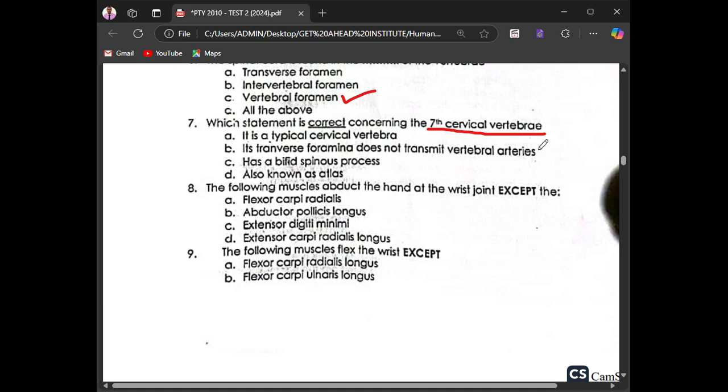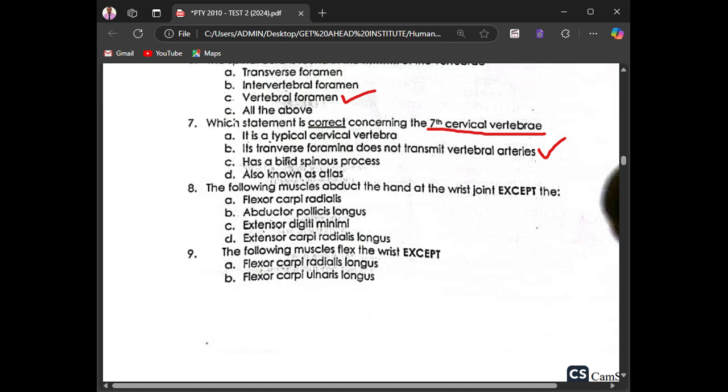Okay, so the answer is actually B. Now, just to comment on the seventh cervical vertebrae, you need to understand that we have what we call atypical cervical vertebrae and typical cervical vertebrae. Remember we have seven cervical vertebrae. So the atypical cervical vertebrae include C1, C2, and C7. Then the typical vertebrae are C3 to C6.